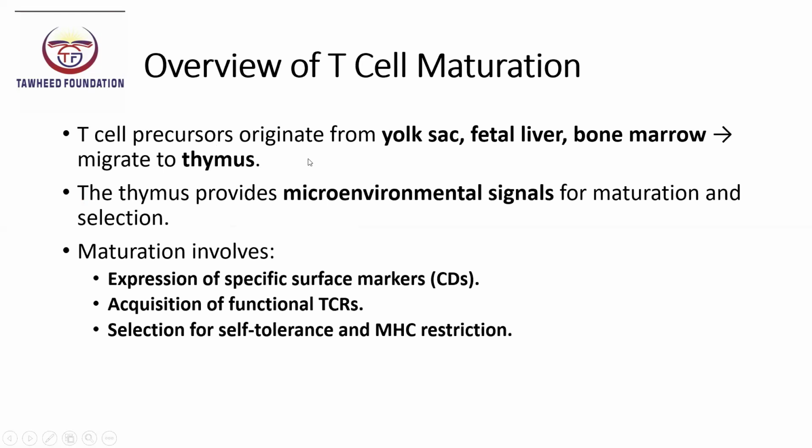T cell precursors originate from the yolk sac, fetal liver, or bone marrow and migrate to the thymus for maturation. The thymus provides a microenvironment with stromal cells and cytokines that guide the development, selection, and differentiation of T cells. During maturation, T cells acquire functional TCRs, express specific CD markers, and are selected for self-tolerance and MHC restriction, ensuring a repertoire capable of responding to foreign antigens while avoiding autoimmunity.